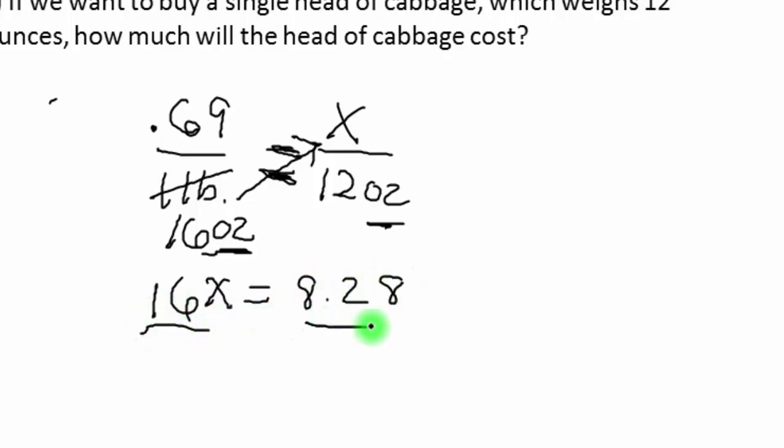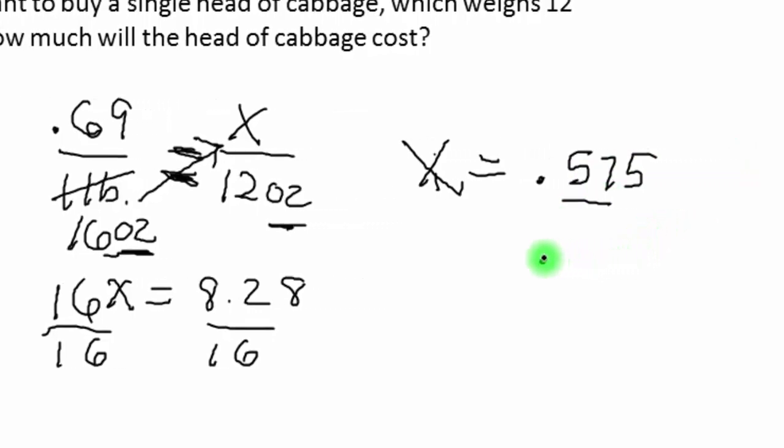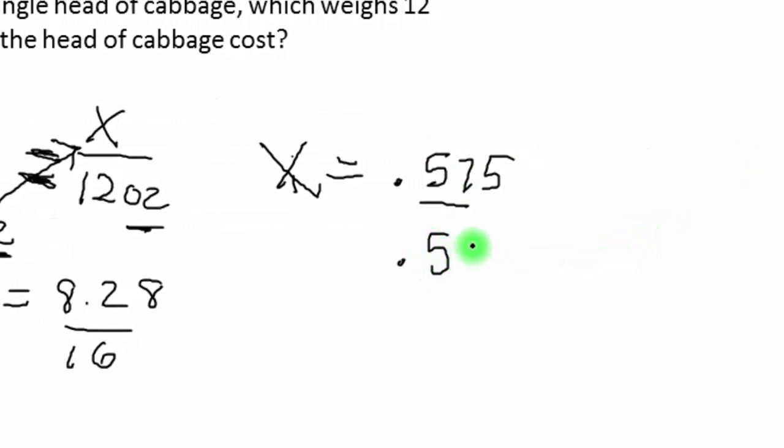Now we need to divide the 16 away, and our final answer is x equals 0.575. And again, we're trying to create money, so we need to do a little bit of rounding. So 0.575 will round up to 0.58. So this is the price of 12 ounces of cabbage.